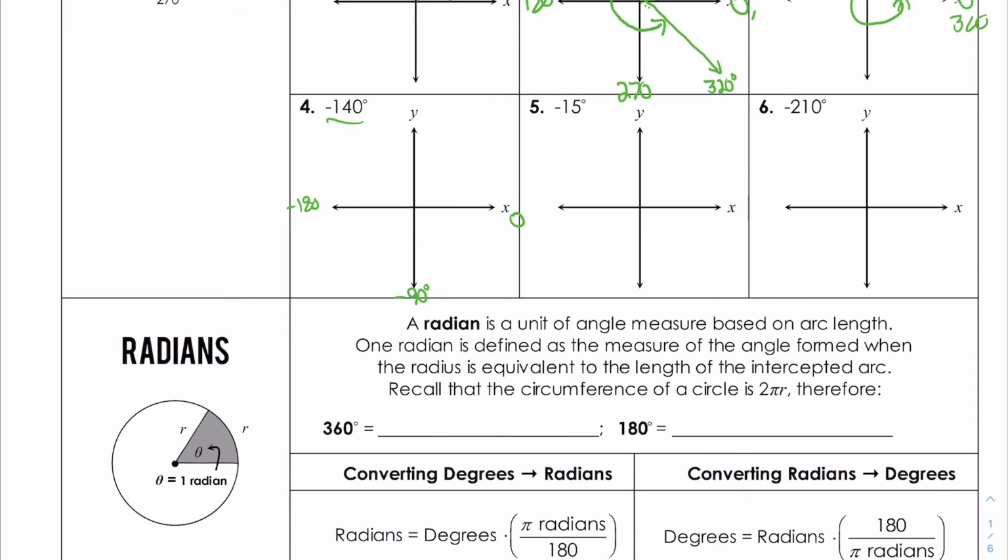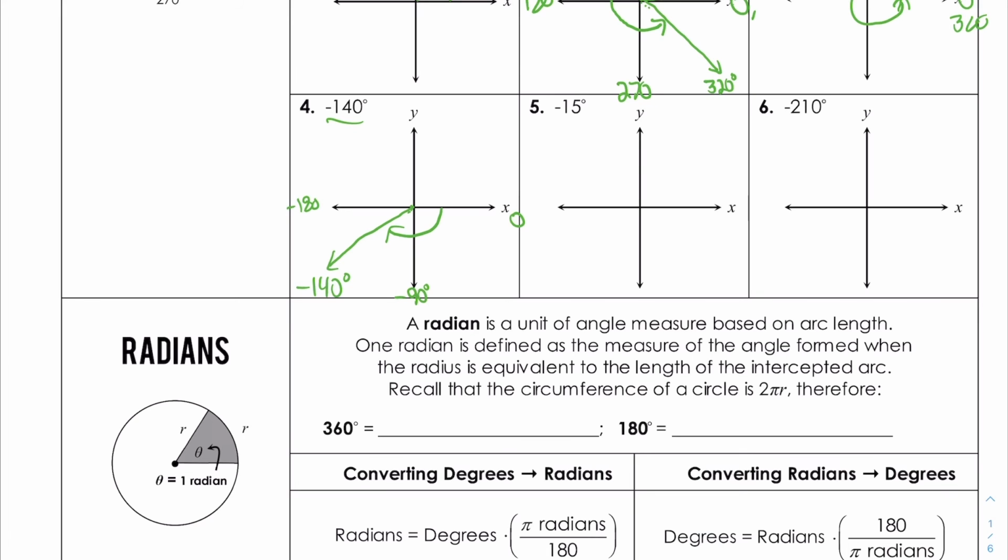So for negative 140, let's cut this quadrant in half. This would be negative 90 plus negative 45. If we went another 45 degrees, that would make negative 135 degrees. And we're trying to get to negative 140, so we'll go a little bit past negative 135 degrees. And this line, starting from the x-axis, going in a clockwise direction, will be our negative 140 degree mark.